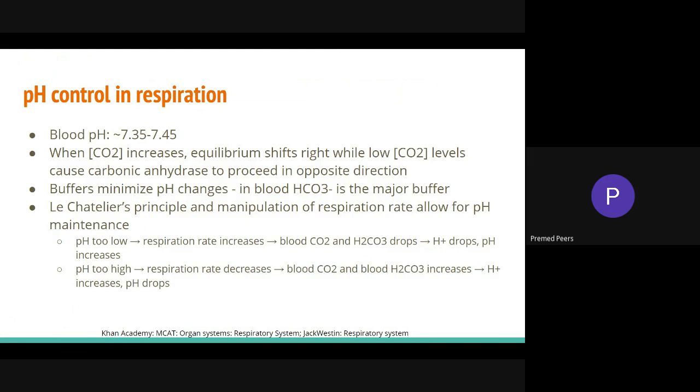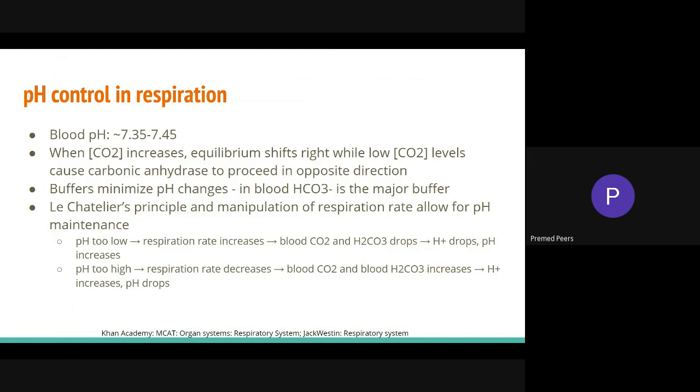If there are too many hydrogen ions, making the blood too acidic, respiration rates will increase to remove carbon dioxide, thus shifting the equilibrium away from the production of hydrogen ions. This equilibrium refers to the equation I showed you guys before, the bicarbonate equation.